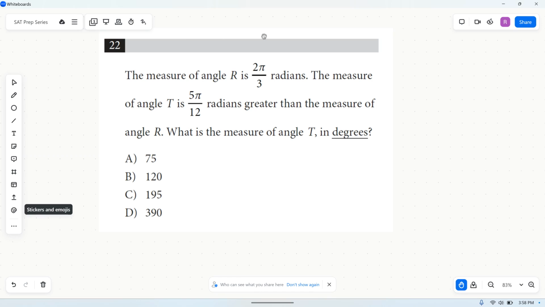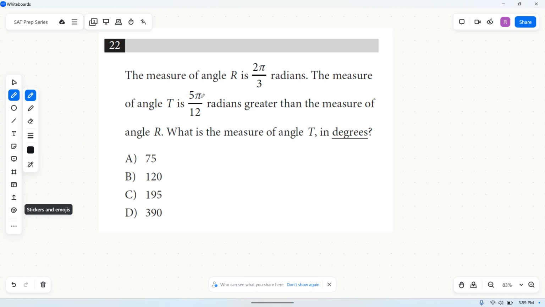Question number 22 says the measure of angle R is 2 pi over 3 radians. The measure of angle T is 5 pi over 12 radians greater than the measure of angle R. What is the measure of angle T in degrees? So they give us some measure angle R, and they tell us that angle T is 5 pi over 12 radians greater than angle R, and then they ask us for angle T in degrees. So what we're going to have to do is figure out how large angle T is in radians, and then we're going to have to convert that to degrees.